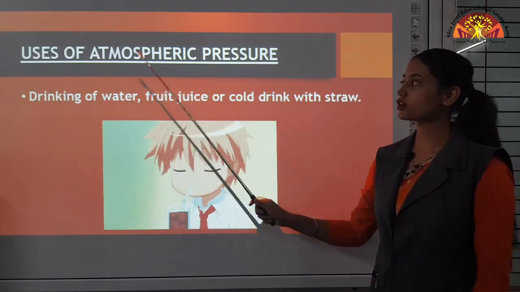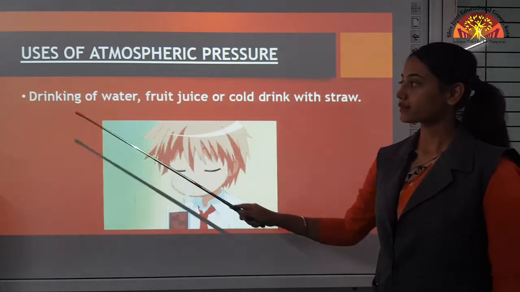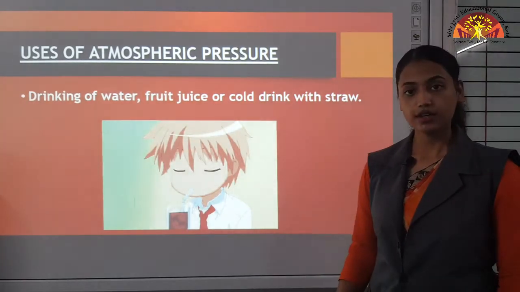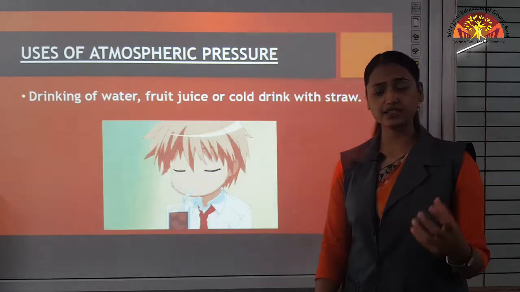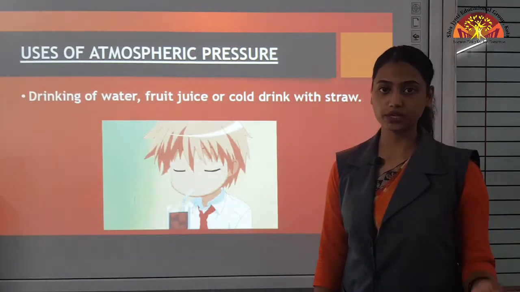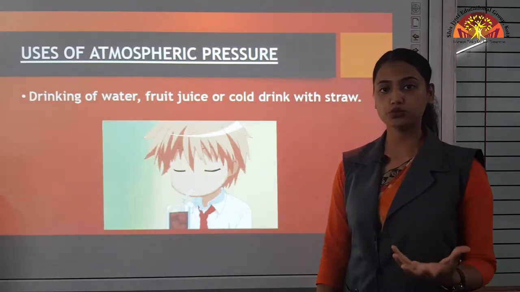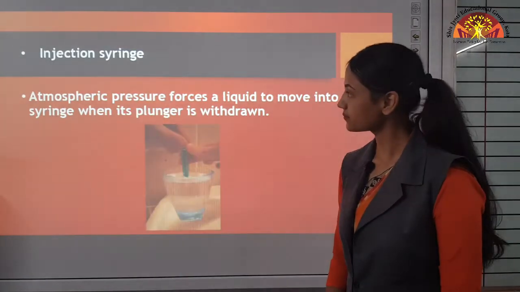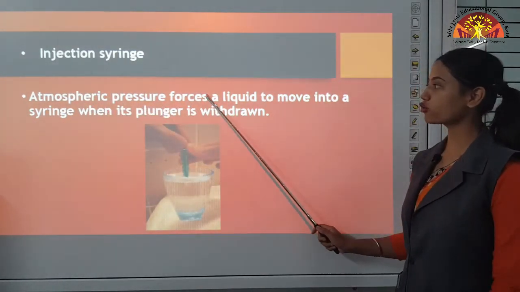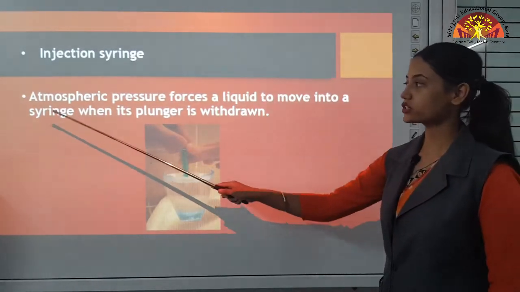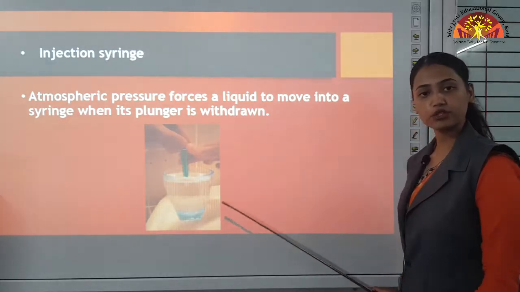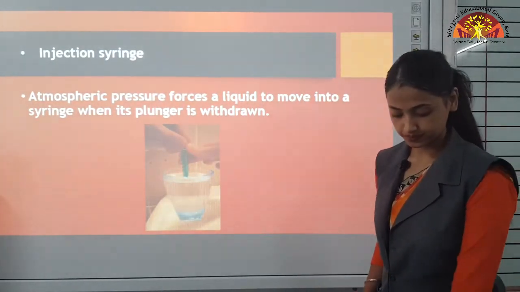Okay, uses of atmospheric pressure. Like while drinking water or fruit juice, cold drink, we use straw. So how can we suck that drink or juice? Because of the difference of atmospheric pressure, we are able to suck our juice or cold drinks. Next is injection syringe. Atmospheric pressure forces a liquid to move into a syringe when its plunger is withdrawn. Again, the difference in atmospheric pressure works here.